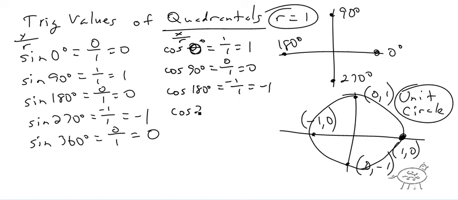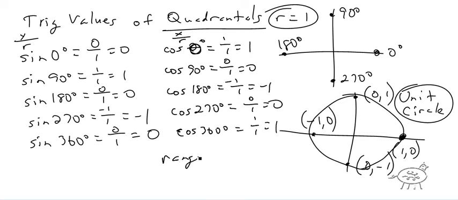And cosine of 270 degrees is 0 over 1, which is 0. Of course, then we come all the way back around to 360, just like sine. Cosine of 360 is 1 over 1, which is 1. All right, not too bad. And so, if you notice, for all these problems, our range is between negative 1 and 1. That's our range. And it keeps repeating, between negative 1 and 1, all the time.